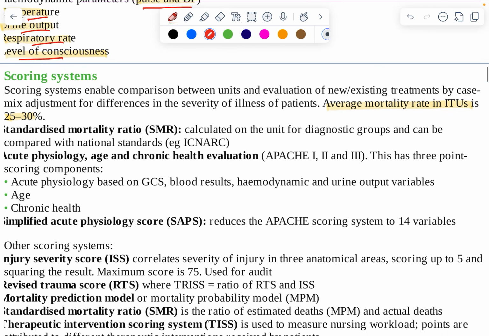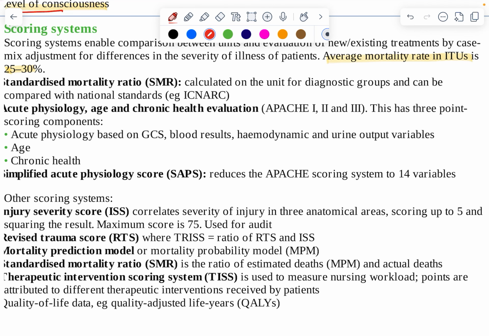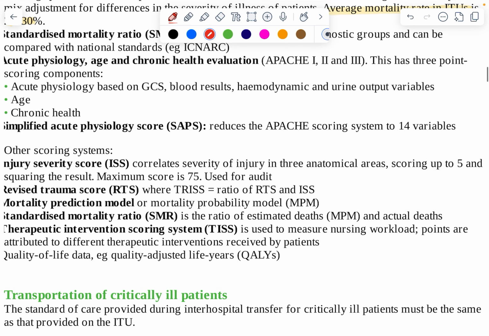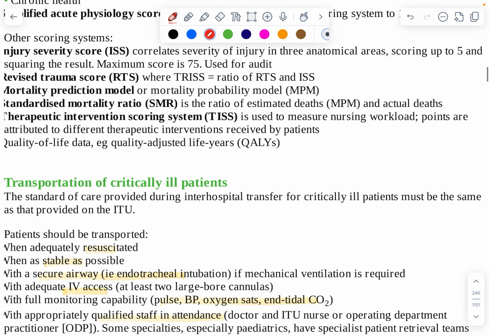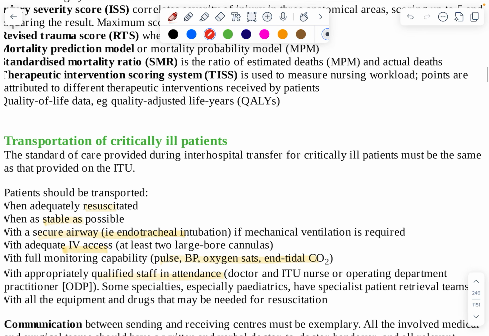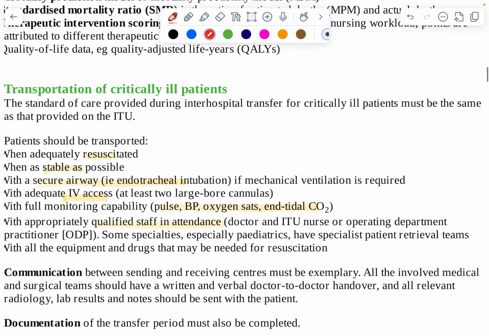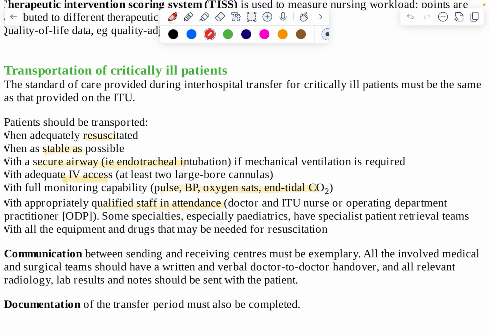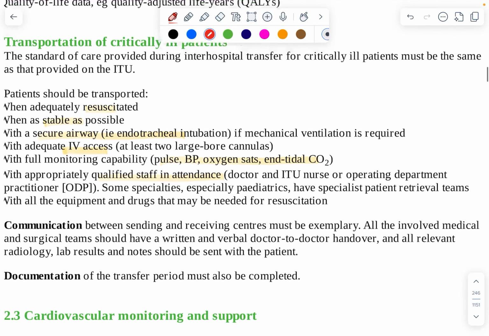The standardized mortality ratio, SMR, is calculated by the unit using the acute physiology scoring system, a physiologically based score such as the Glasgow and simplified acute physiology score. Injuries: anatomical scoring up to 5 to 10, the revised trauma scale. Transportation of the critically ill patient: the standard of care provided must be the same. The patient must be transported adequately, stable, with a secure airway, IV access, and qualified staff. So this was about critical care.